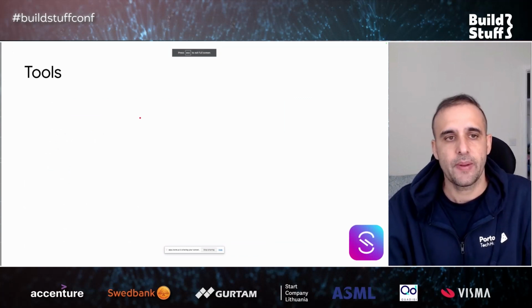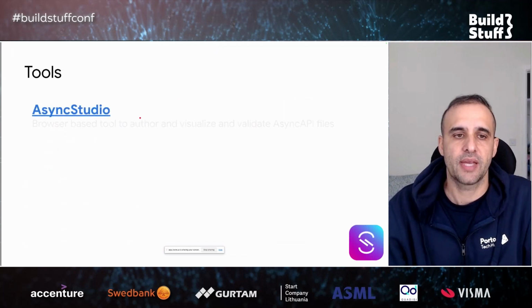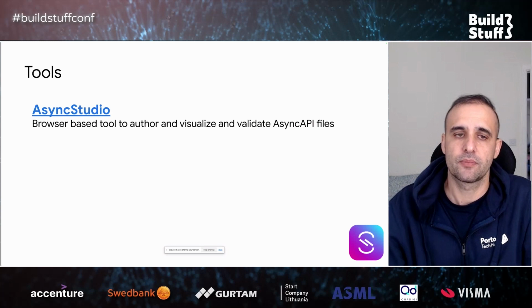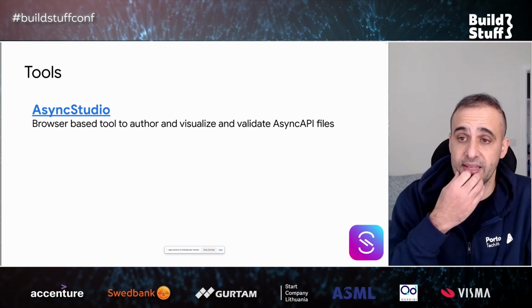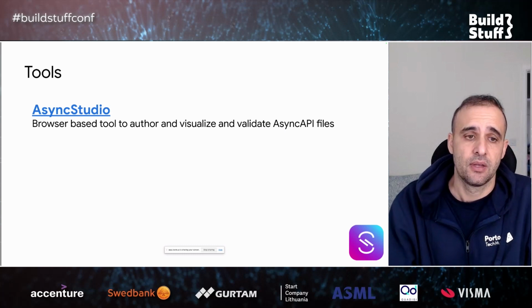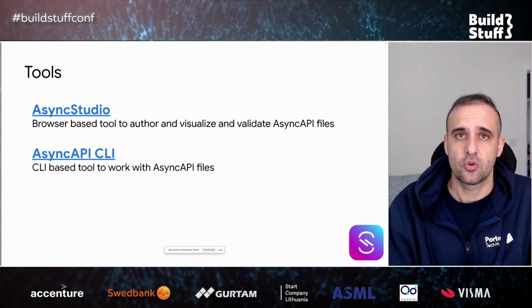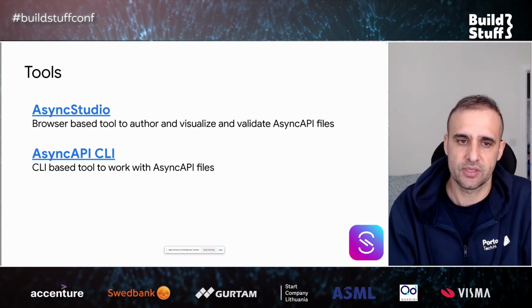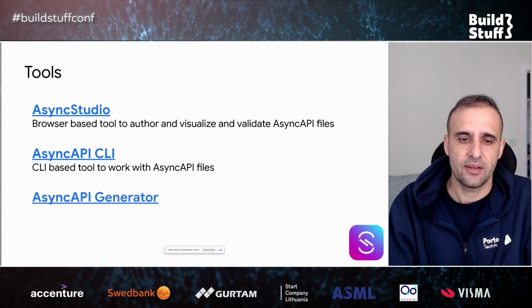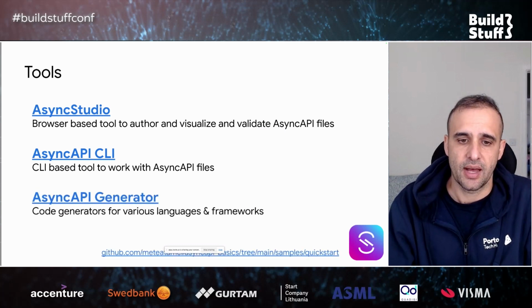Once you have that spec, you can use AsyncAPI Studio, which is a browser-based tool to visualize and validate AsyncAPI files. Then you can use the AsyncAPI CLI to work with AsyncAPI files, so you can use it to validate your files. I'm going to show you an example of this next. And then you can use generators for various languages and frameworks.